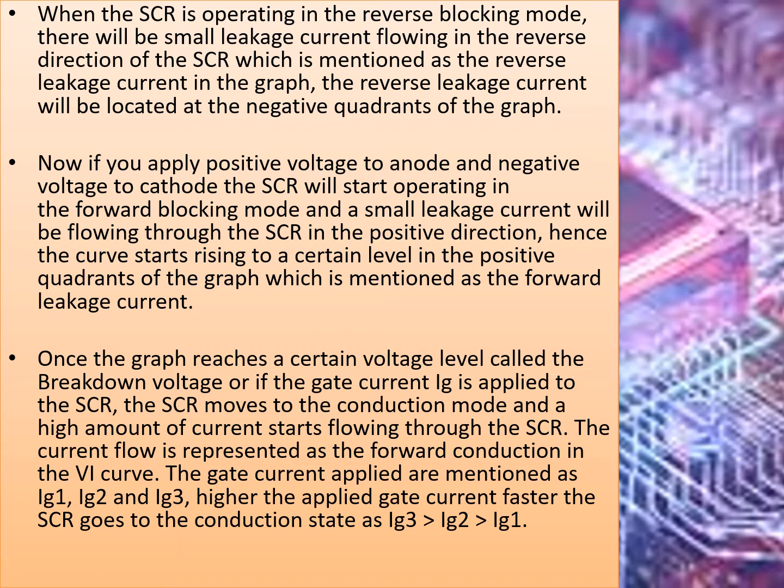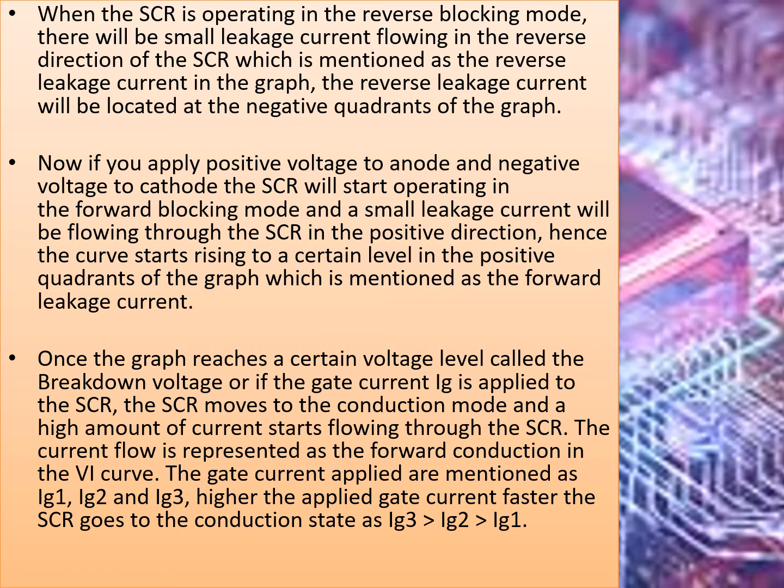Now if you apply positive voltage to the anode and negative voltage to the cathode, the SCR will start operating in the forward blocking mode and a small leakage current will flow through the SCR in the positive direction. Hence, the curve starts rising to a certain level in the positive current axis of the graph, which is mentioned as the forward leakage current.